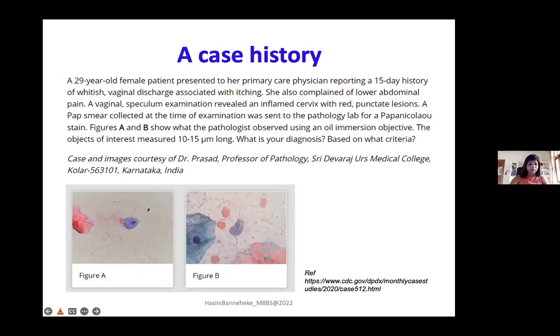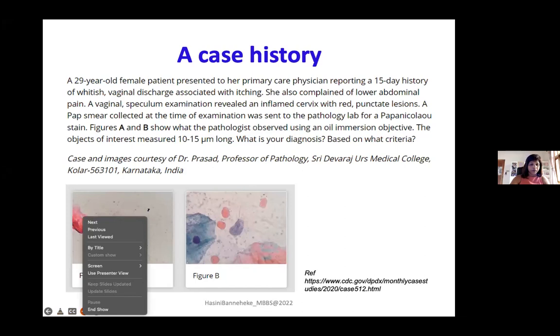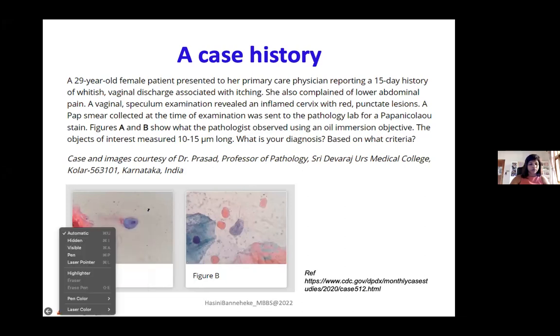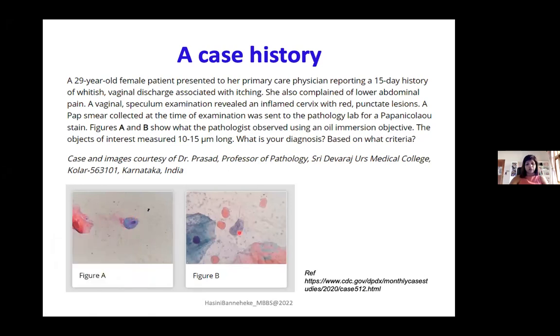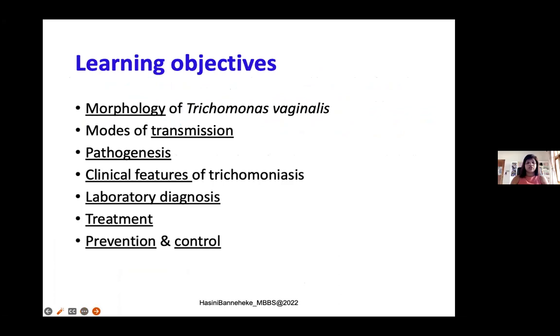And the organism, if I show you, let me take the laser pointer. Okay, so this is the organism that we are talking about. Again, here you can see the organism. So this is the parasite which causes this presentation. And these are, of course, epithelial cells. You can just ignore them for the moment. So with this case history, you can sort of realize what kind of disease this is. So with that, we'll move on to the lecture per se.